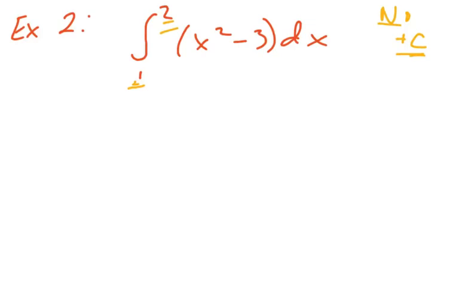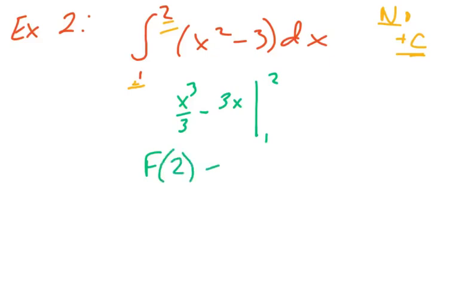So step 1, take the antiderivative. The antiderivative of x squared is x cubed over 3, minus the antiderivative of 3, which is 3x. Again, because we have our a and b, there's no c value. But we are going to evaluate from 1 to 2. That is the interval we were given. So I'm going to have to evaluate f of 2 minus f of 1.